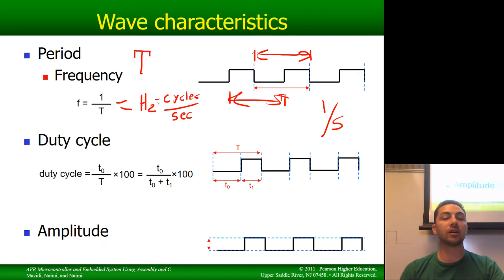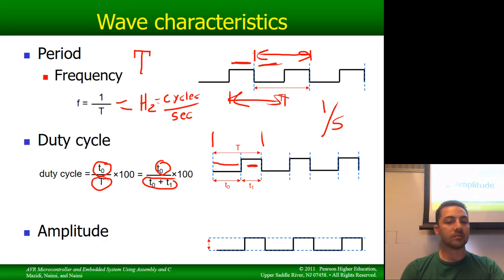The duty cycle of a waveform: if we have a fixed period, that doesn't necessarily mean that it's on for the same amount of time that it's off for. We could have it on for substantially less time than it's off. So it's just a ratio of that. You could call it the time on over the period times 100, or the time on over T0 plus T1, which is still the period, times 100. That's the duty cycle. And finally, the amplitude of a waveform is just the peak-to-peak voltage.